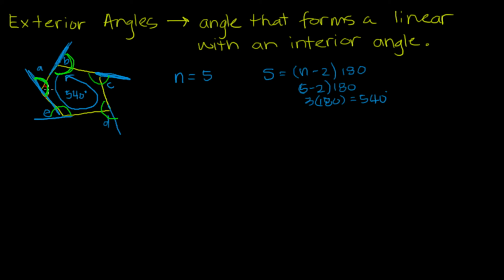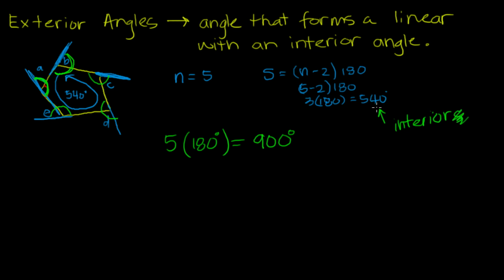And if you look at that, you'll notice that you have 1, 2, 3, 4, 5. You have 5 linear pairs of 180 degrees each, which equals 5 times 180, which comes out to 900 degrees. But of the 900 degrees, 540 of them are interior angles.